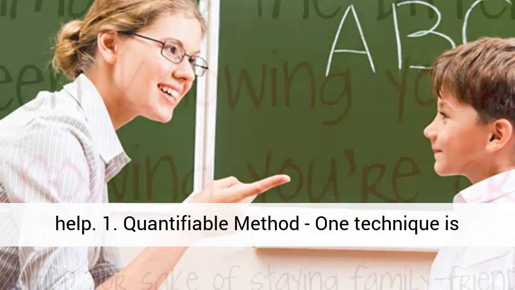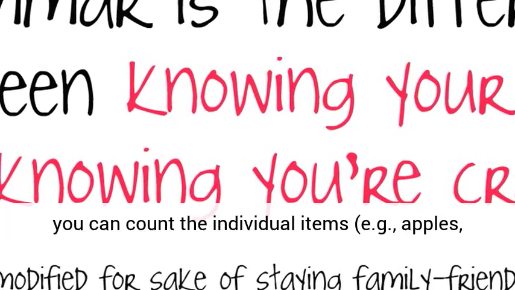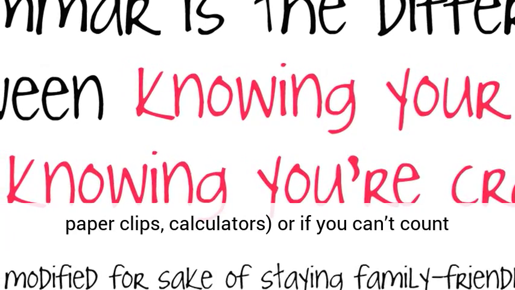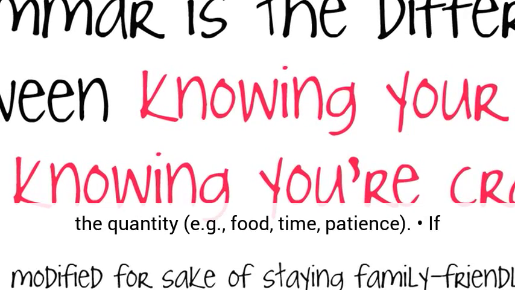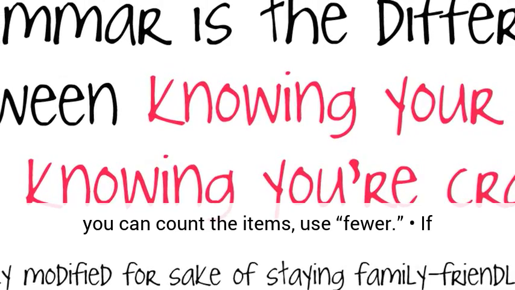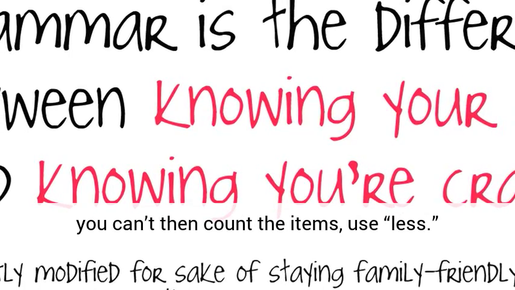1. Quantifiable method. One technique is called the quantifiable method. Ask yourself if you can count the individual items, e.g., apples, paper clips, calculators, or if you can't count the quantity, e.g., food, time, patience. If you can count the items, use fewer. If you can't count the items, use less.